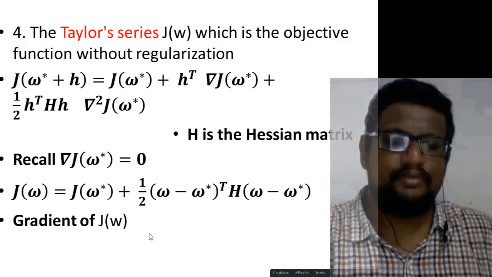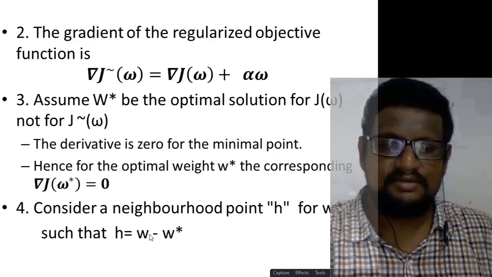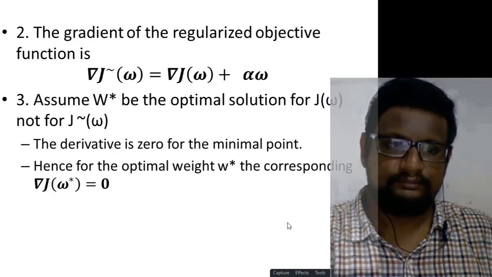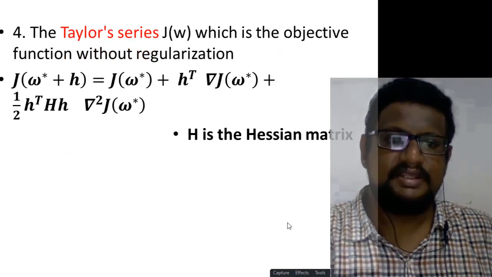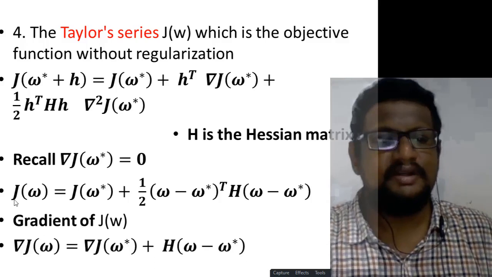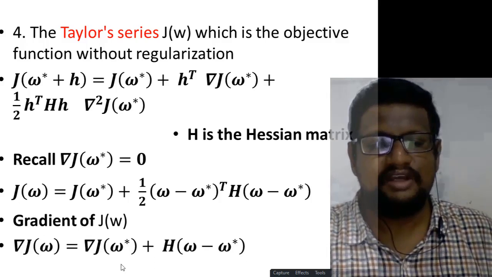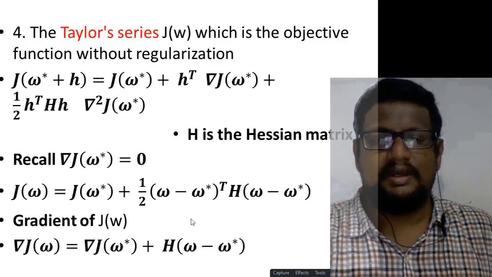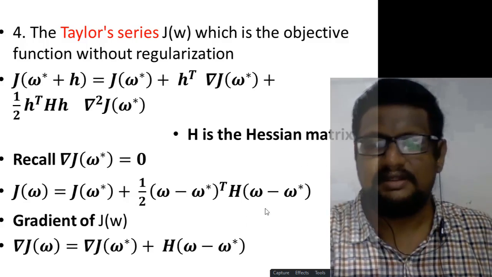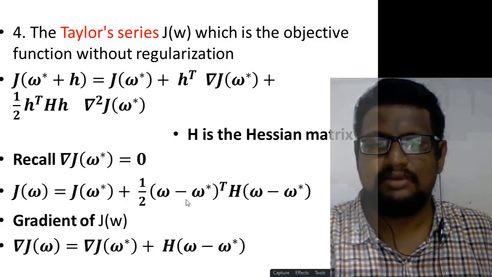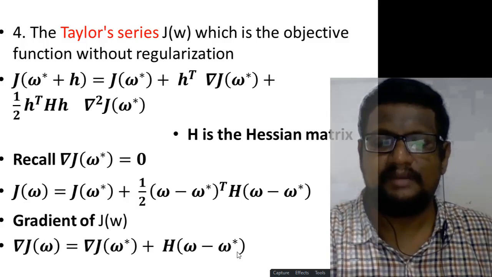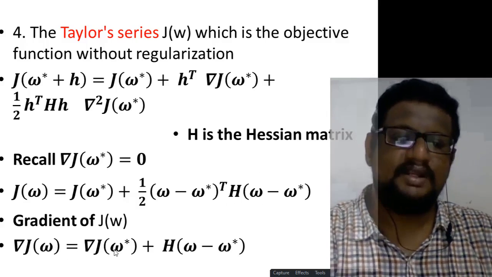And gradient of J of omega. So the fourth step is not over. After that, you have to derive del J of omega. At the end of the Taylor series you are getting J of omega. So gradient of J of omega will be del J of omega star plus the derivative of this term. Again you are differentiating here. When you differentiate this, let us take it as x square. It will become 2x, and the 2 and 2 get cancelled. So that will be equal to h times omega minus omega star alone.